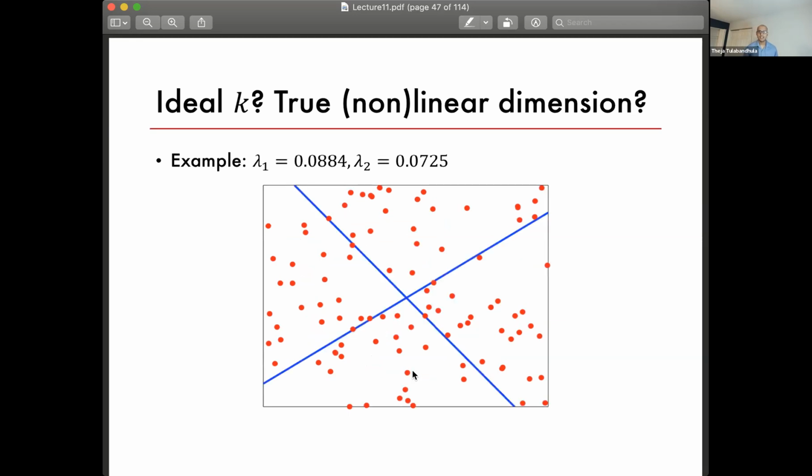And finally, this is the last example where there was no structure. Here again, you can see that there is no gap between lambda 1 and lambda 2. Again, it shows that there's not much advantage in going from 2 dimensions to 1 dimension, because you're only capturing 50% of the variance in the data. Any questions here?